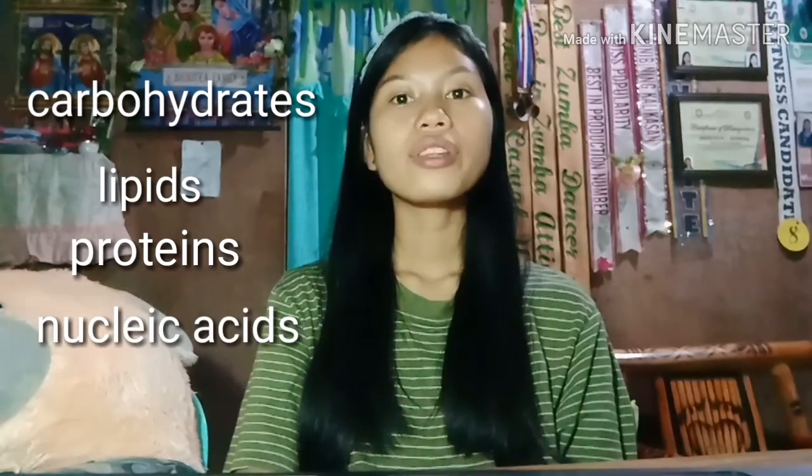So without any further discussion, we have these four principal types of biological molecules, or the biomolecules for short. First, we have the carbohydrates. Second is the lipids. Third is the proteins. And lastly is the nucleic acids. So let's go and discuss first about the carbohydrates.